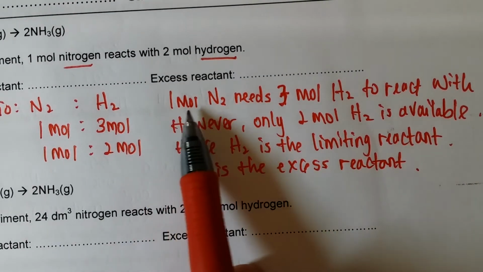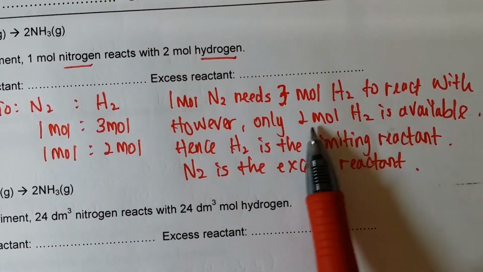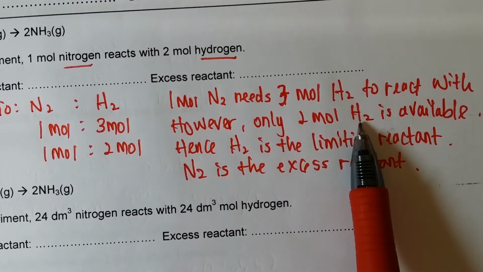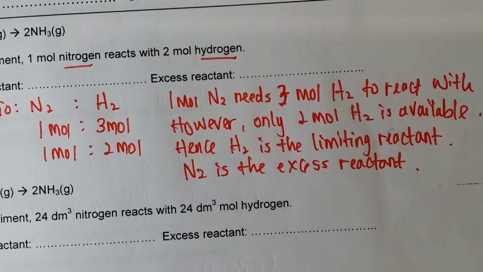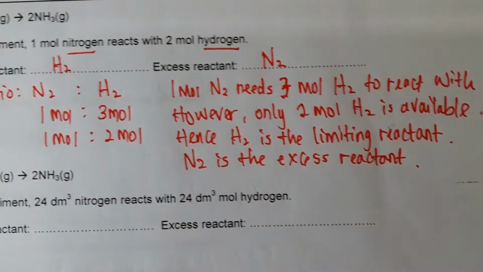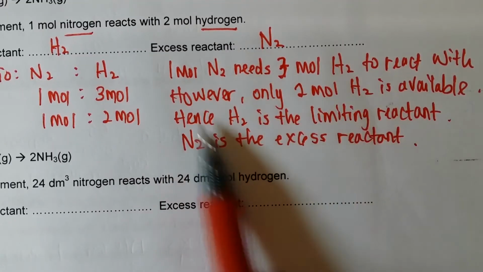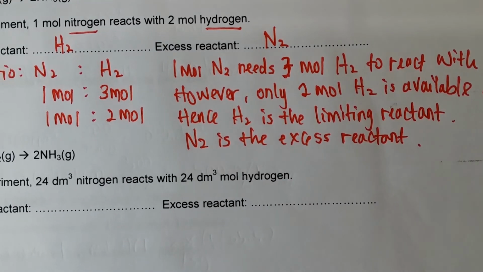So 1 mole you need 3 mole. However, in the experiment, only 2 mole of hydrogen is available. So hydrogen is the limiting reactant. Not enough. You need 3, but you only have 2. If hydrogen is the limiting reactant, the other reactant, which is nitrogen, will be the excess reactant. So the limiting reactant is hydrogen and the excess reactant is nitrogen. This is the explanation. Of course, in this example the question doesn't ask for the explanation, but this is the explanation if the question calls for it.